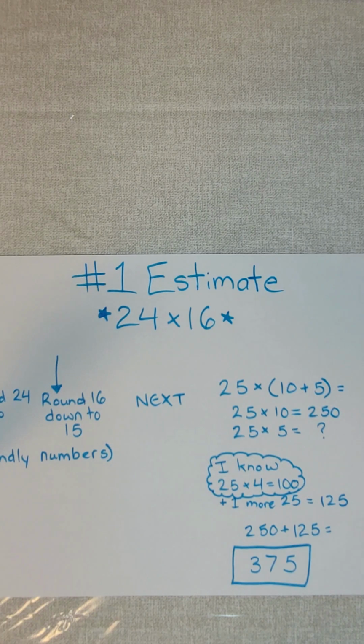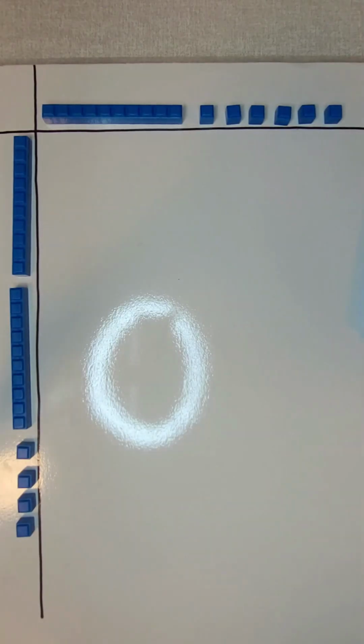However, because we know how to count by 25 from counting quarters, I know 25 times 4 equals 100. So one more 25 would be 125. Thus, my estimated product would be 250 plus 125, which is 375.